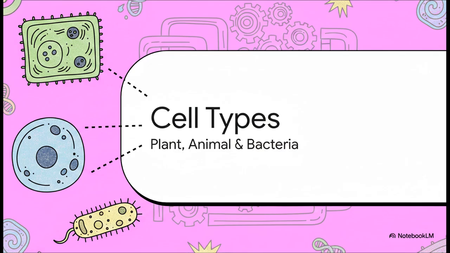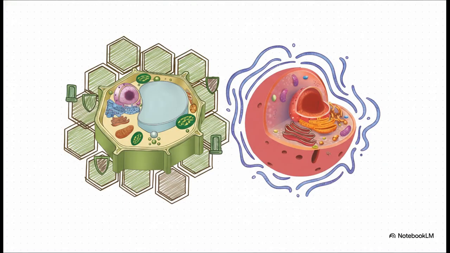On to Section 2, cell types. We'll be breaking down plant, animal, and bacterial cells. Right away, you can spot an immediate visual difference between these cellular factories. A plant cell requires a rigid, thick cell wall made of cellulose. Think about it, because plants can't just get up and move to find shelter, right? So this tough wall gives them vital structural support and keeps them from bursting.